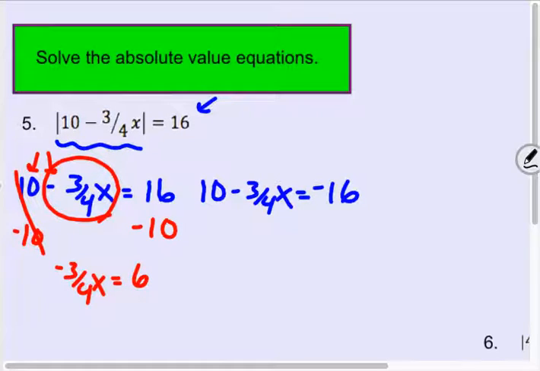Okay. It's a fraction again. I'm going to get rid of the 4 first of all. I'm going to multiply both sides by 4 over 1. The 4's will cancel out. And multiplying by 4 on that side, I get 24. So negative 3x equals 24.